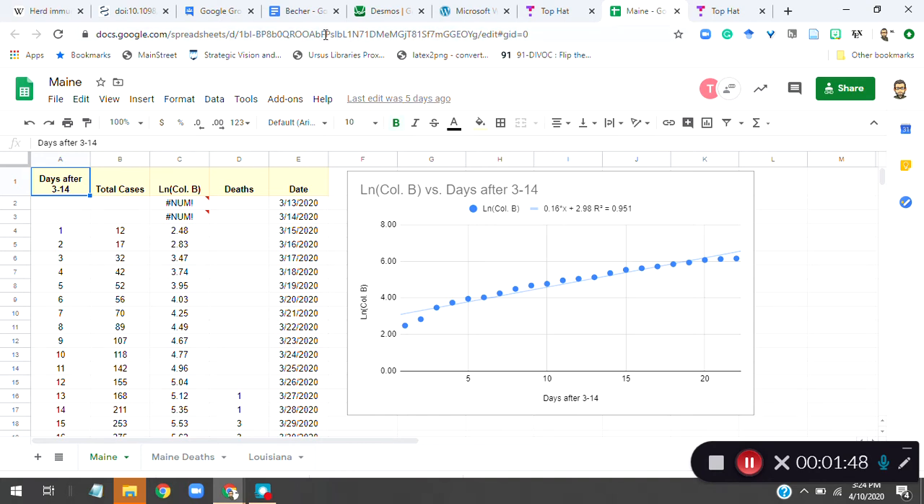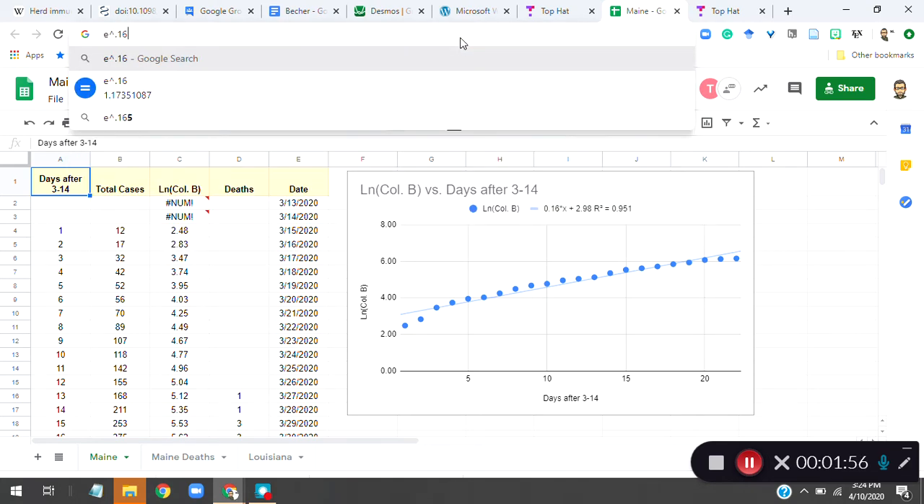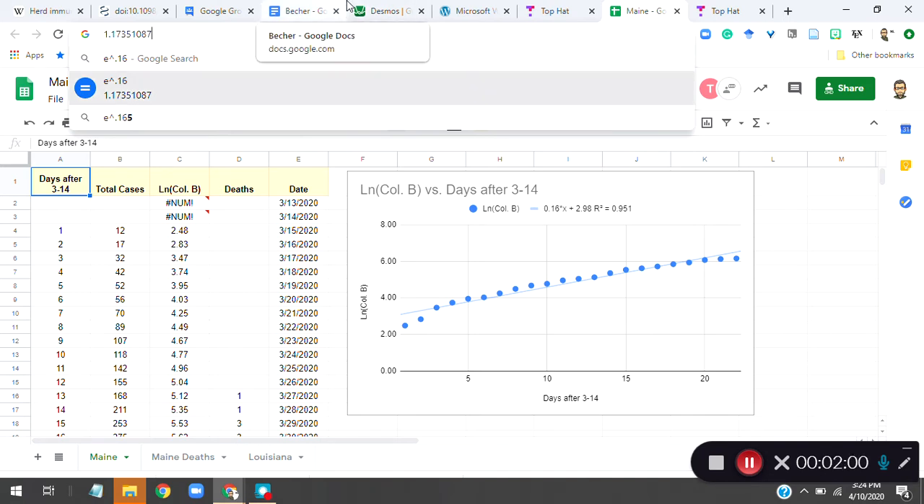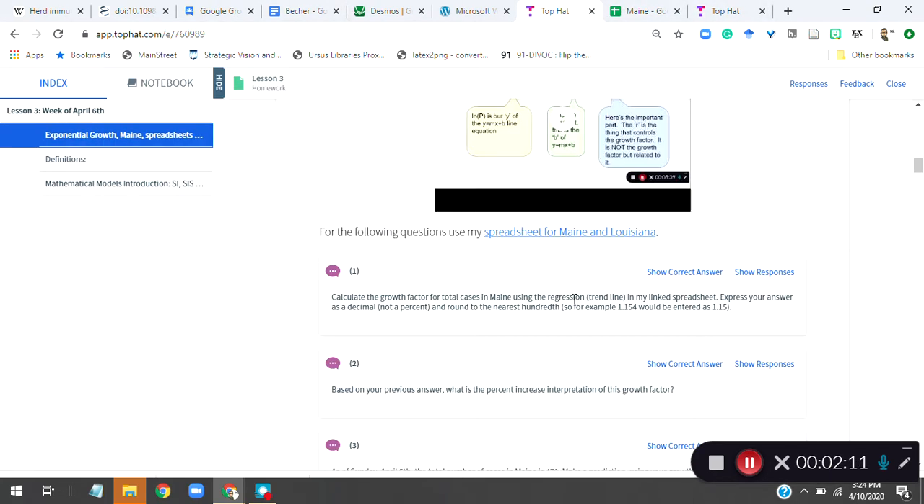And the way I do this is I just go up to my browser URL field, and I'll do E exponent 0.16. And then it gives me my growth factor, which is 1.1735. So that rounds to 1.17. So 1.17 would be the desired result for 1.